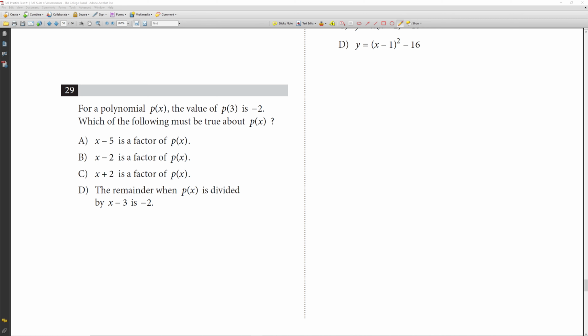Okay, number 29. For a polynomial p of x, the value of p of 3 is minus 2. Which of the following must be true? The keyword is must be true about p of x. A, you look at the answers here.